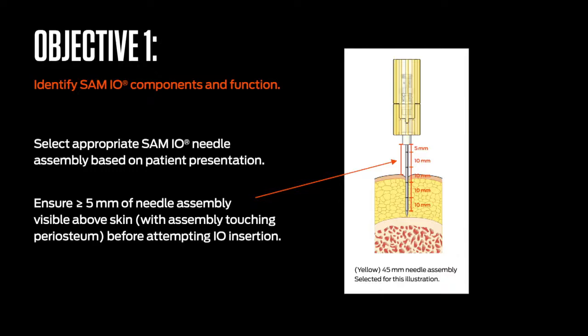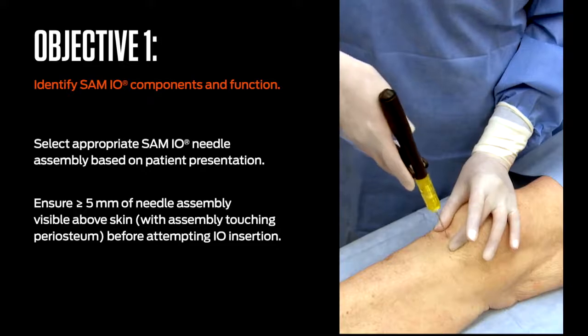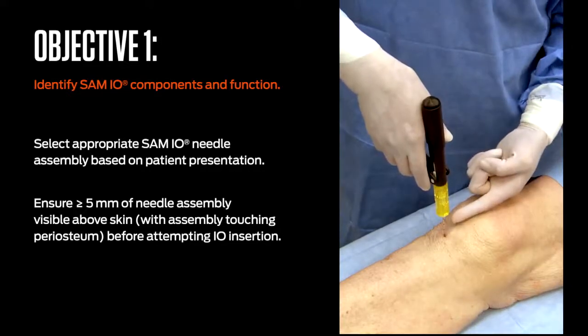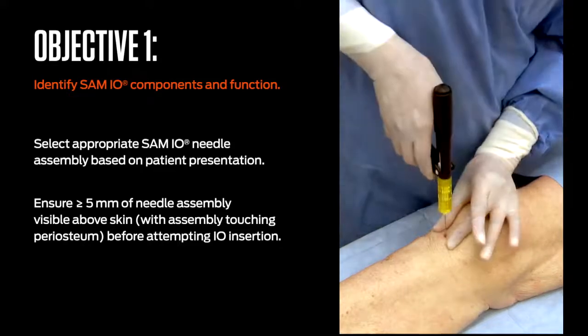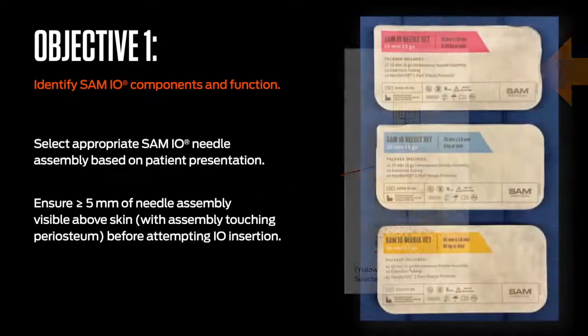The most accurate determinant of needle assembly length related to safe interosseous access are the black depth indicators on the catheter. Depth indicators function as a measuring guide to determine the amount of soft tissue overlying targeted bone. Depth verification must be accomplished prior to the insertion attempt in order to determine if the needle assembly length is adequate to reach the medullary space.